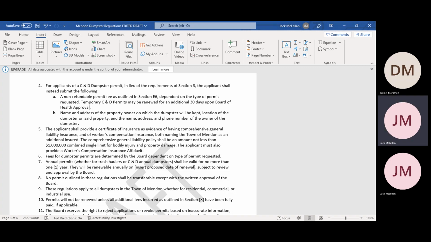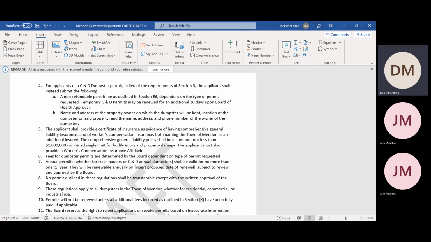Now I'm confused. I thought we were talking only about temporary. If we're talking about an allowance for an annual, haven't we defeated the purpose of a temporary? Construction and demolition dumpsters are always temporary. There's not really such a thing as a permanent construction and demolition dumpster, because even with projects that span a year or two, you're not going to keep that dumpster on that property in perpetuity like you would a dumpster for solid waste. A restaurant is always going to be using that dumpster, but construction and demolition dumpsters come and go.